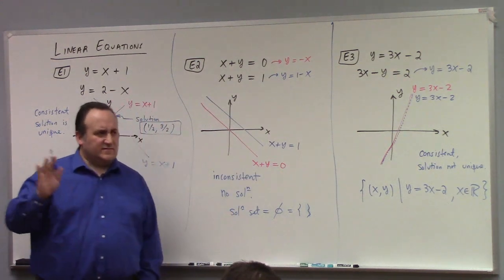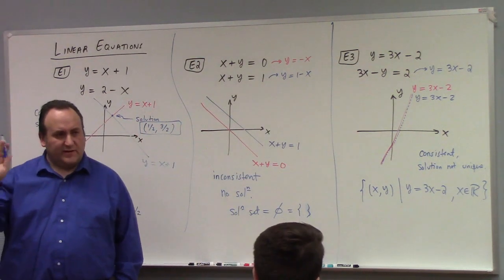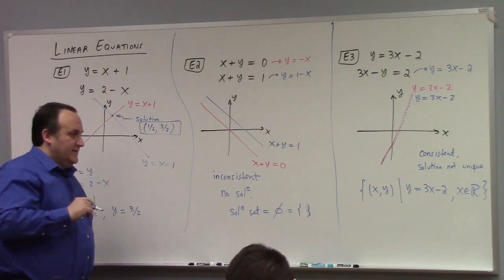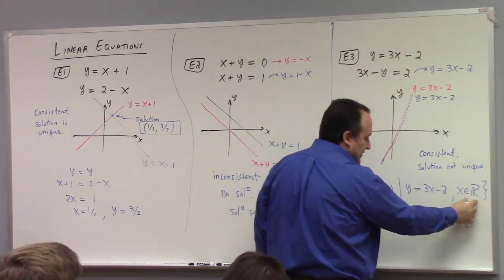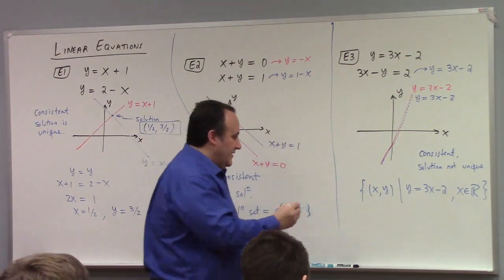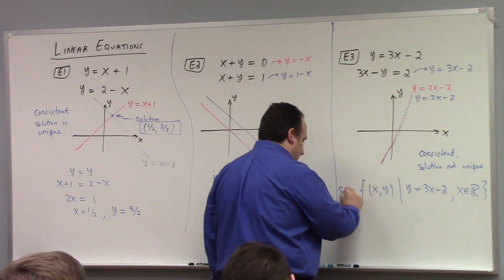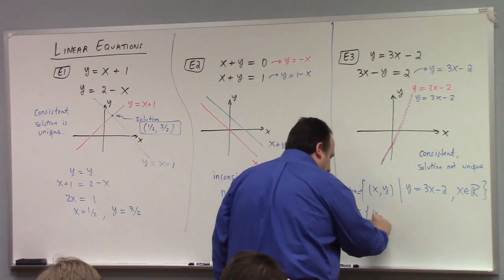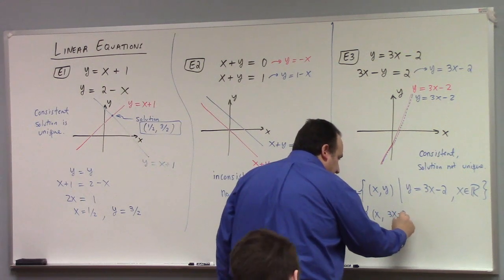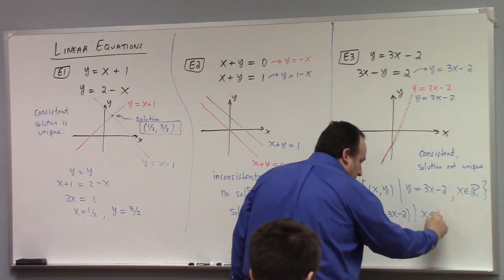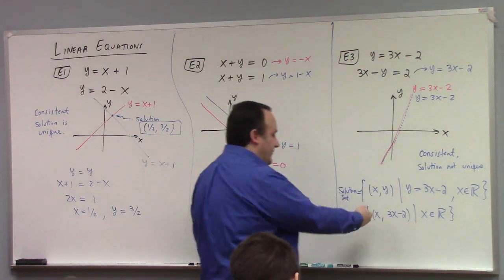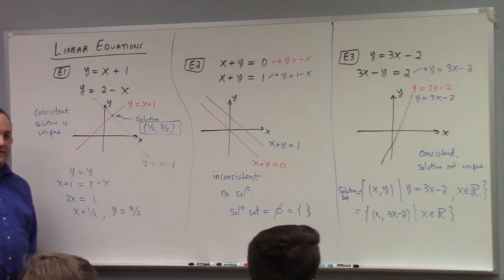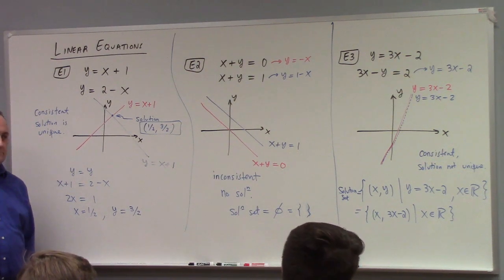You guys know what x element of R means? Are we good on that? If not, you can talk to me about it after class. It's not a big deal. That just means that x is a real number, and y is subject to that. So this is the solution set. Another way you could write it is x comma 3x minus 2, such that x is a real number. You could build the formula for y right into the characterization of the arbitrary point like that instead. Okay?